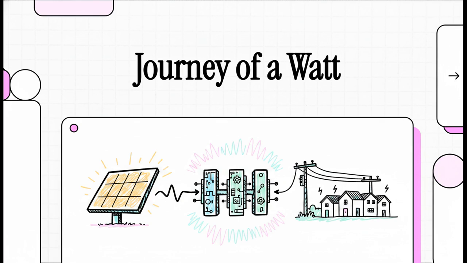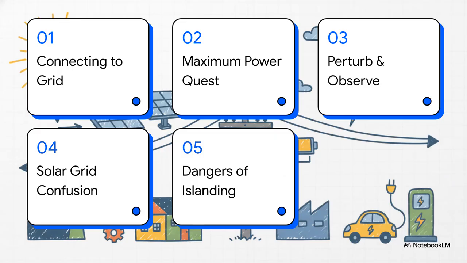Seriously, we're going to follow a single watt of power from the exact moment it's harvested by a photovoltaic panel, right through the incredibly complex power electronic interfaces, and finally out into our electrical grid. It's this massive, intricate puzzle that requires a delicate balance. We want to maximize power extraction, but we absolutely have to maintain the strict stability of our utility networks at the same time.